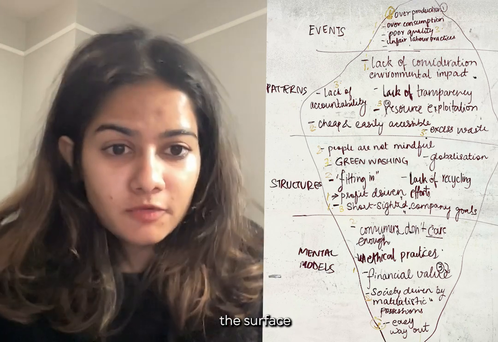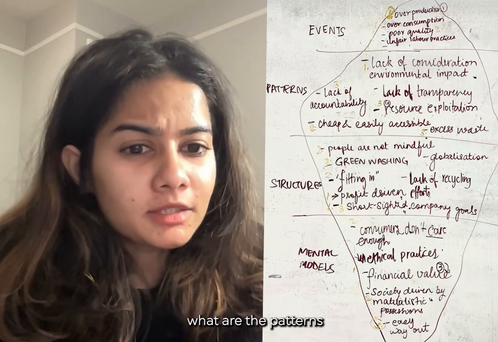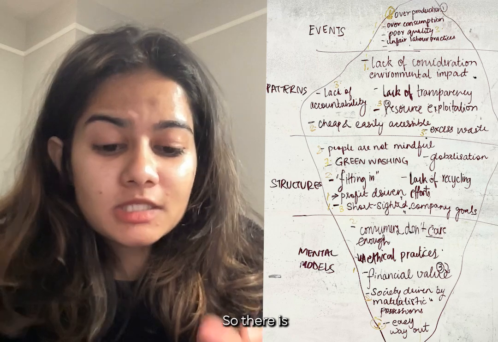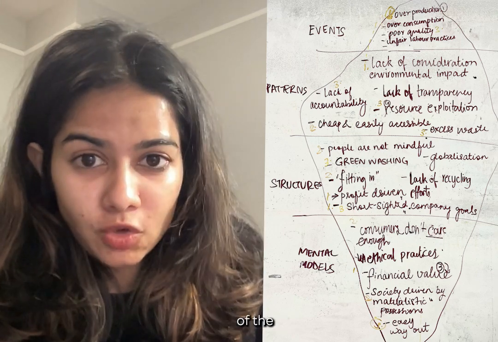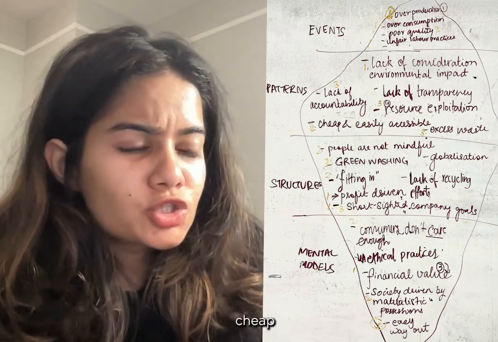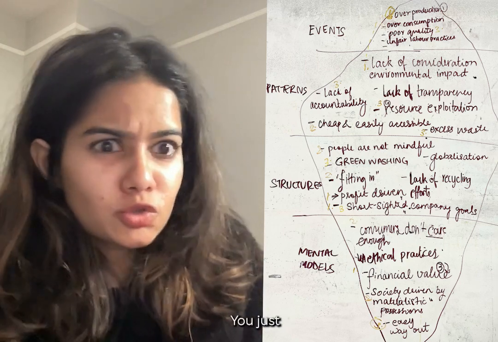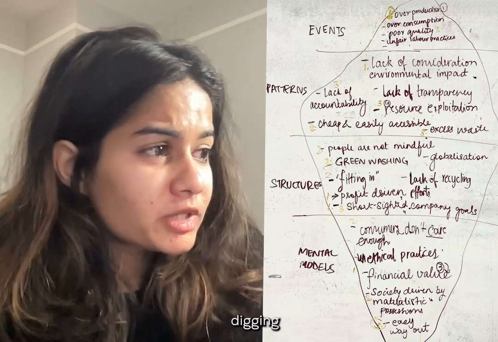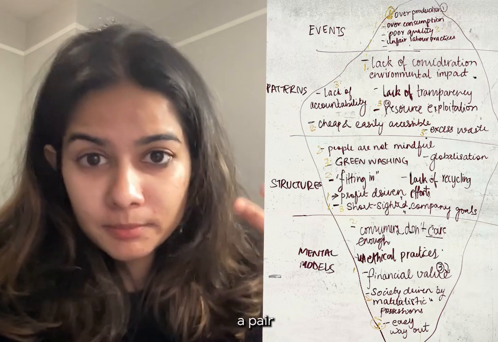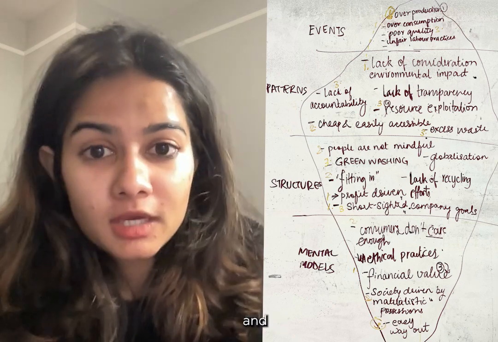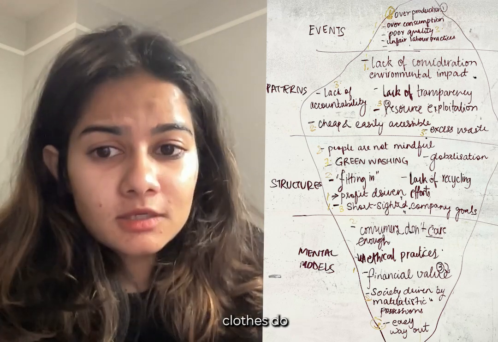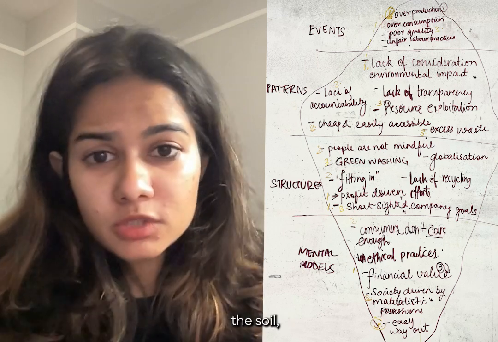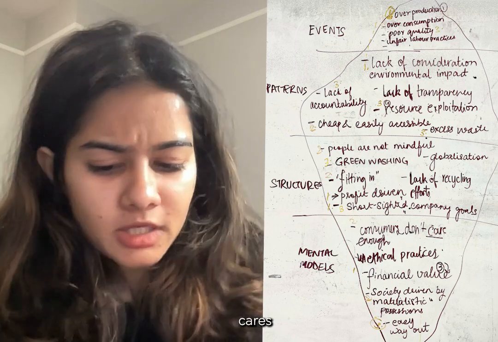So when we go under the surface of the water, now we're trying to find out what the patterns are, what is happening over time that is leading to these events. So there is an overall lack of consideration of the environmental impact, because it's so cheap and so easy to produce clothes. You just produce so many more of them. There is zero consideration of how much we're digging into the earth, how much water a pair of jeans requires to make, and what will happen when these clothes do not degrade for a very long time. What will happen when we use harsh chemicals on our body, on the soil, on the ocean animals? No one cares about that.